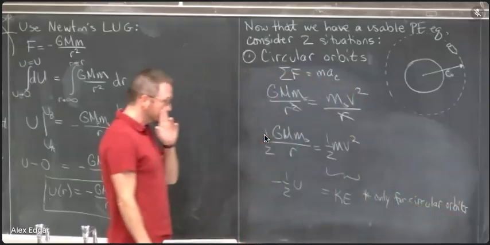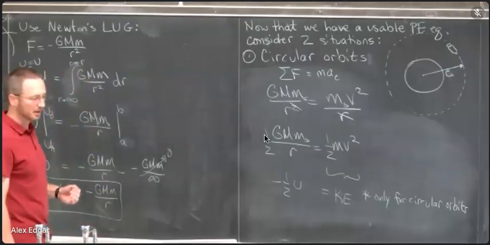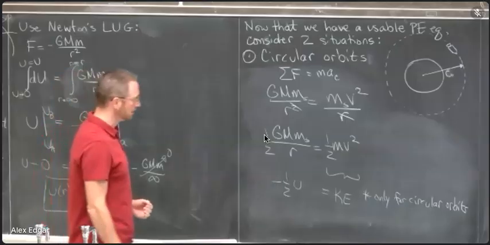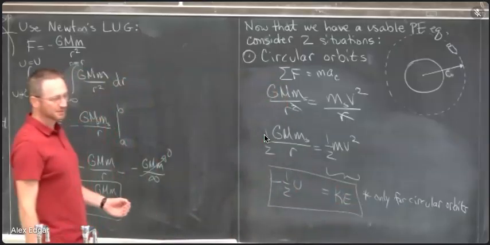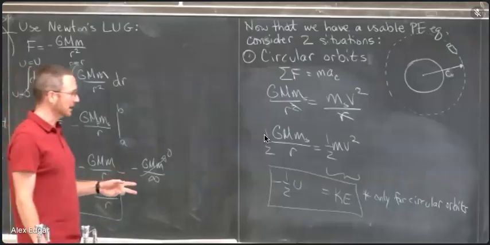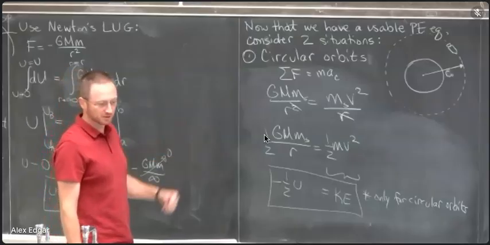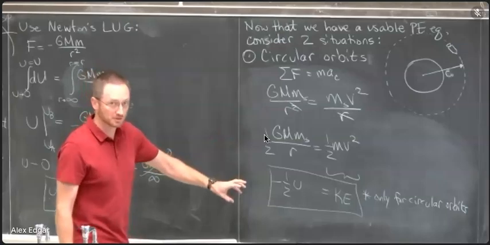And the special case is it has to be for circular orbits. Now when you have a satellite in a circular orbit, what you get is the kinetic energy is going to be half of the negative potential energy. And this will aid us in analyzing particular orbits later on. This is another one of those usable equations under certain circumstances.